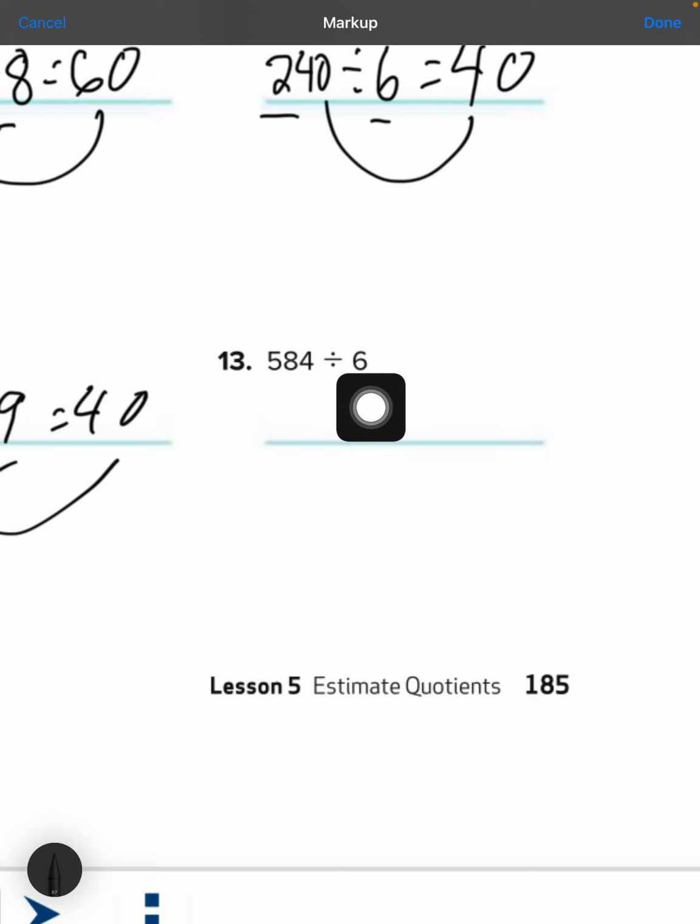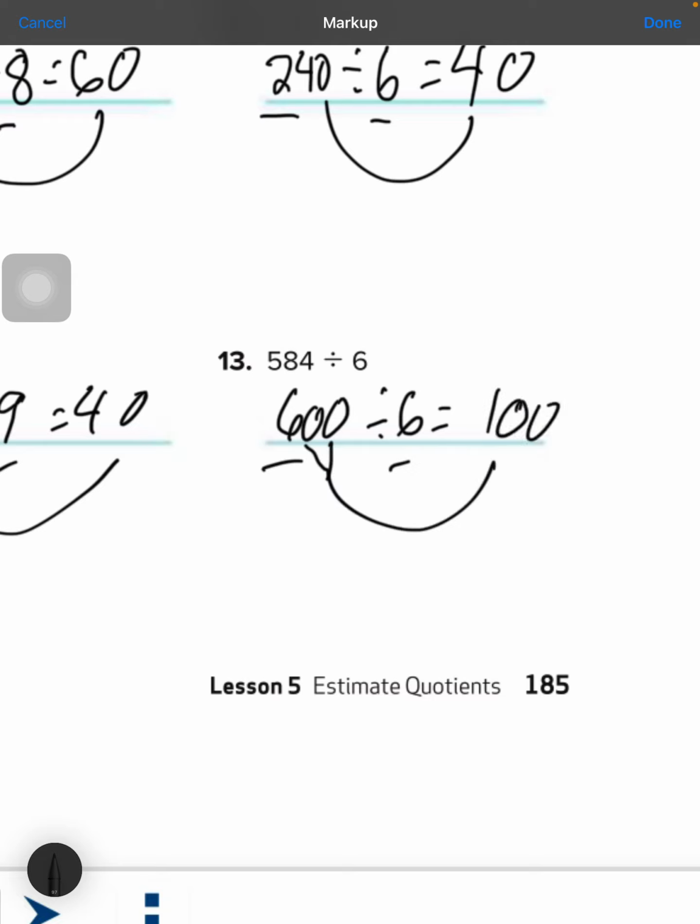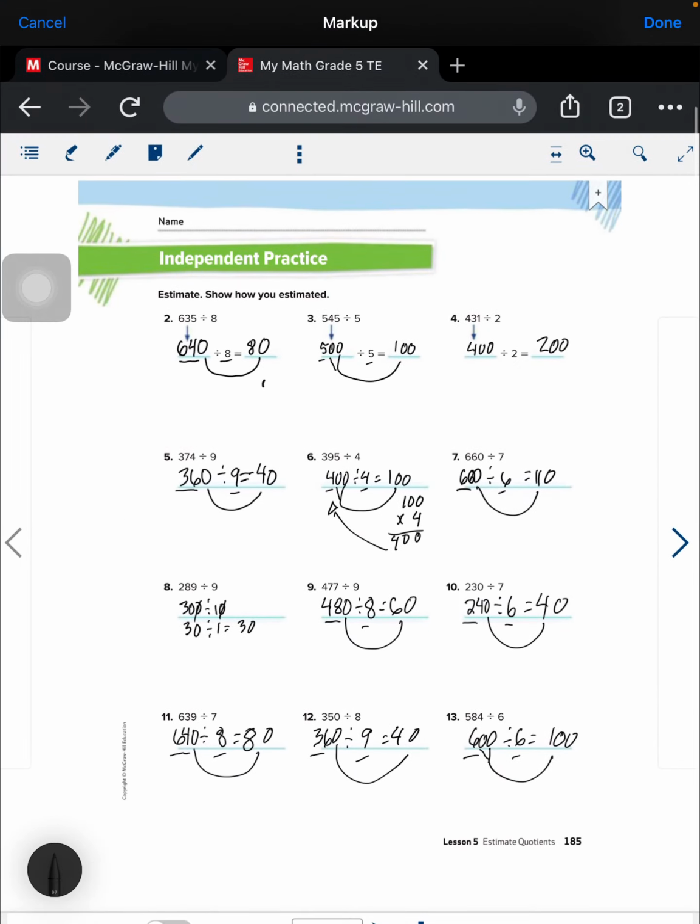Okay, number 13. We have this number and this number. This one's really close to 600. Then that way I don't have to change the divisors. I can make it work well together. So 6 divided by 6 is 1. Bring the zeros over. 100. All right, there's your page 185.